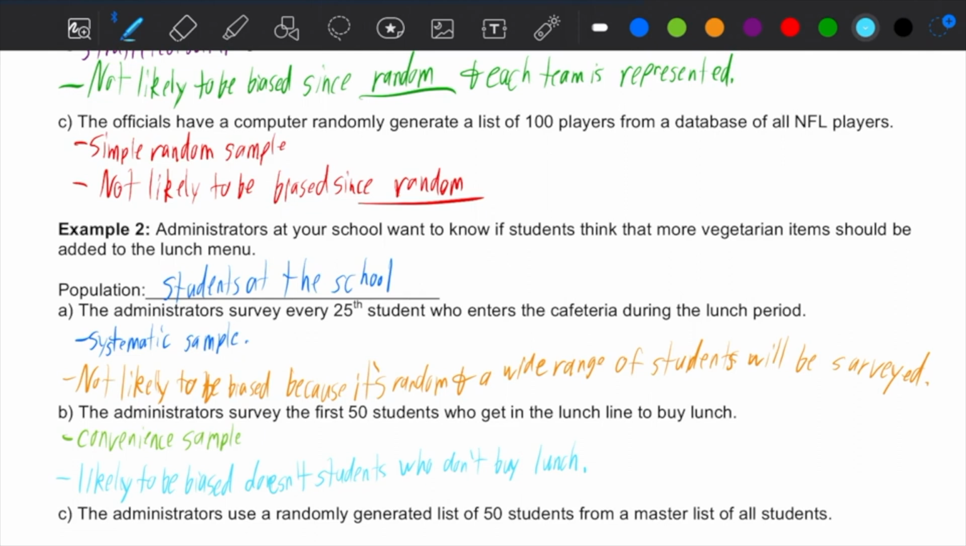Maybe the first 50 students are all in one friend group and they all have similar dietary restrictions or preferences. And so that could skew it one way or another as well, just taking the first 50 like that. And then the administrators use a randomly generated list of 50 students from a master list of all students. So this is, once again, simple random.